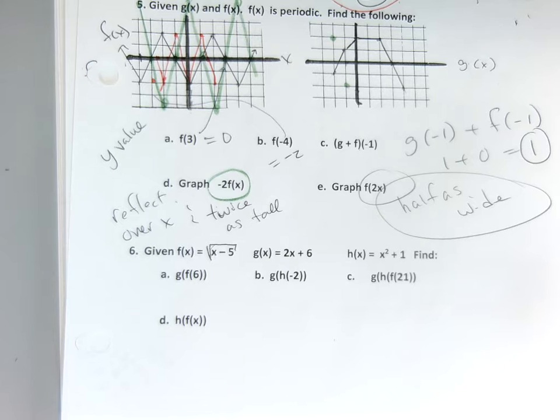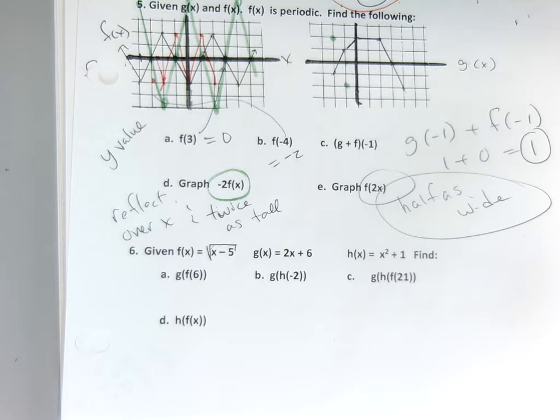All right, so 6 says this. g of f of 6 says this. Put 6 there. What do you get for an answer? 1. Take that answer 1, and put it into g. Put it right there. What do you get? 8. Because you got 1, right? Take your 1 and plug it into this equation. 2 times 1 plus 6. Okay. There you go. We'll do it again, because I want you to see it.